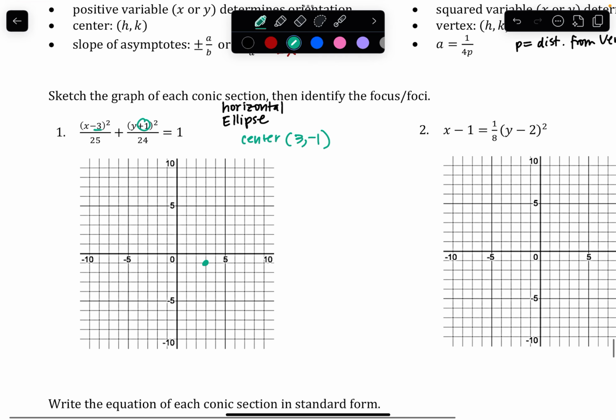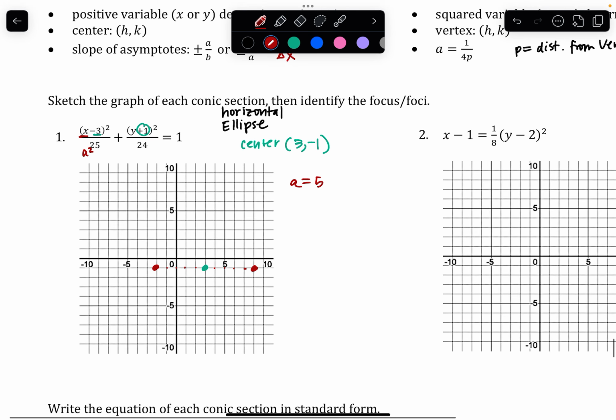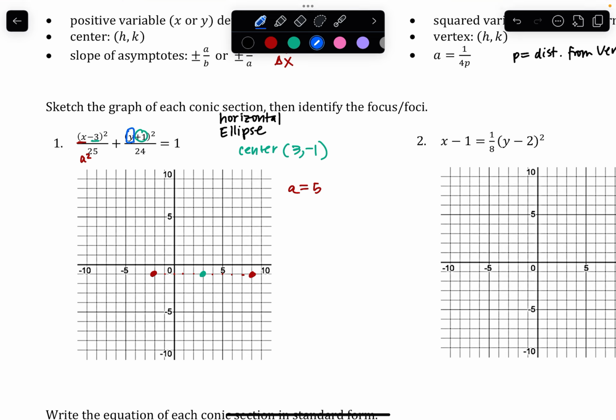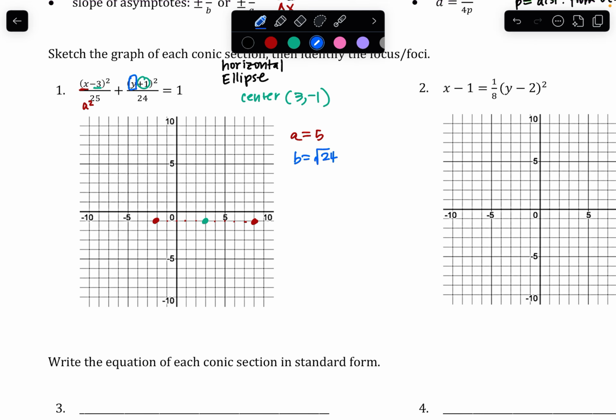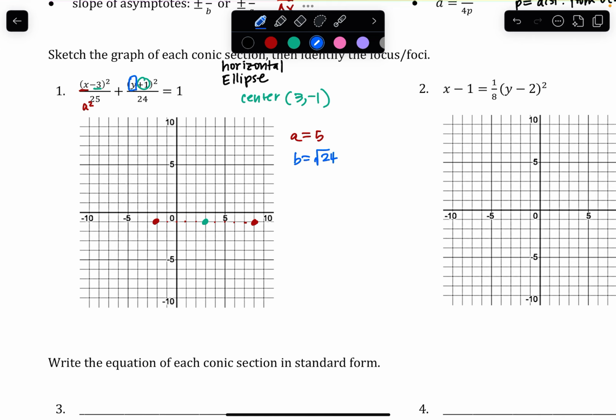And then to get our vertices, our a squared value is 25. So that means a is 5. And that's going to be our horizontal distance because that's what's under x. And so we are going to go to the right 5. And we're going to go to the left 5. And to get our co-vertices, we look at what's under the y. So our vertical distance is going to be square root of 24, which is very, very close to 5 because it's very, very close to square root of 25. So go just under 5 units up. 1, 2, 3, 4. So just under. And then go 5 units down, but not quite to 5. So it's going to look very circular because they're very close in value, but that's why having the equations is so helpful.